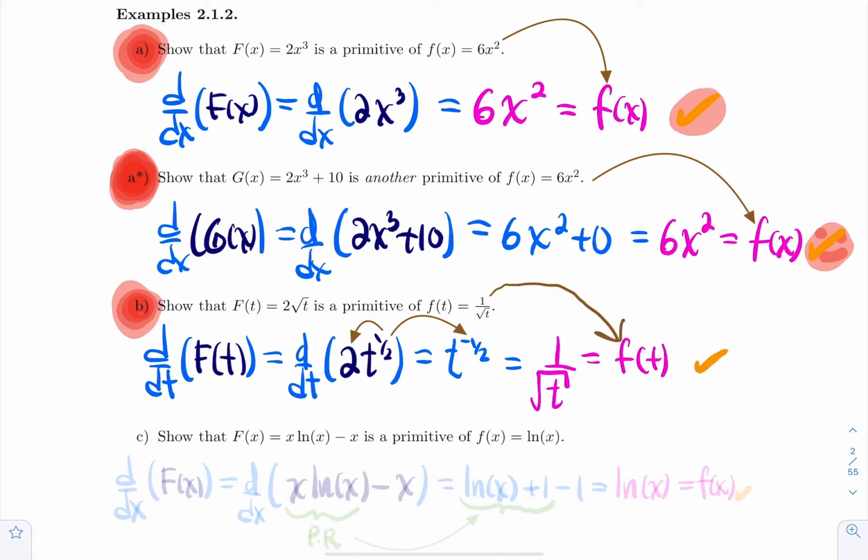And yes, when you compute the derivative of 2 root of t, you get 1 over root of t. So that big function, big F, is indeed a primitive for small f. All right, I know you're screaming, more, this is too cool.